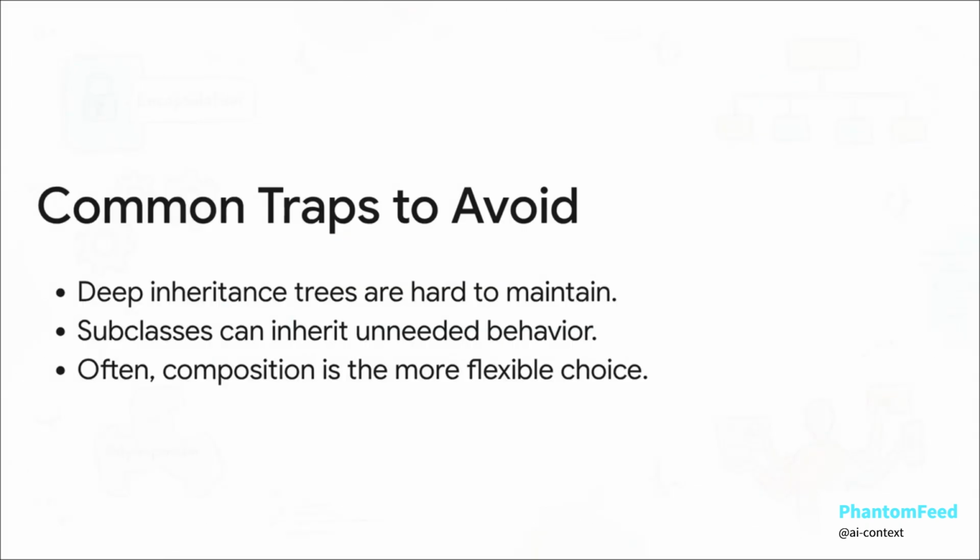And a word of warning, don't go crazy with inheritance. If you build these super deep, complex family trees, they can become incredibly rigid and a nightmare to change later. There's a famous piece of advice in programming: favor composition over inheritance. Seriously, remember that one. It'll save you so many headaches down the line.